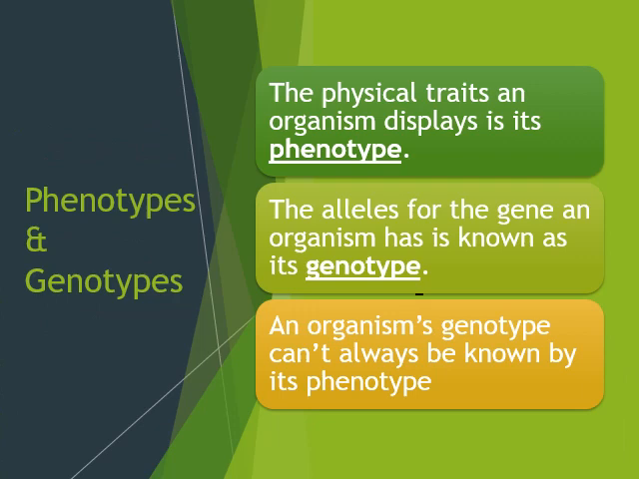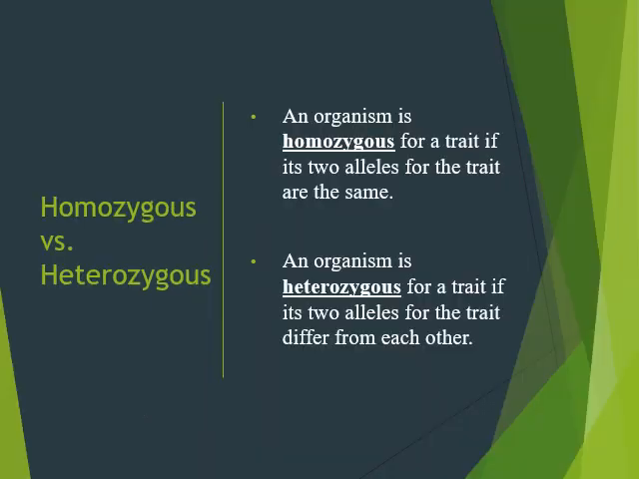Now, here's a little bit of vocabulary to go along with our section on genetics. The physical traits that you display, those are considered your phenotype. The alleles, the copies of the genes that you have, that's called your genotype. So genotype, what genes do you have? Phenotype, if you just think physical characteristic or physical traits. And sometimes your genotype can't always be known by your phenotype, okay? Because you might look a little bit different because of those recessive genes.